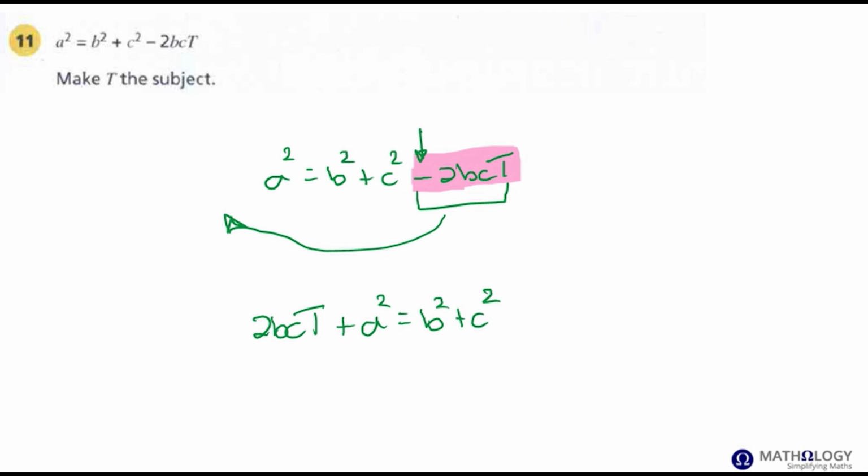Now a squared does not form part of the term that we want to find the subject of the formula for. So we're going to take a squared over to the right-hand side. So 2bct equals b squared plus c squared minus a squared.